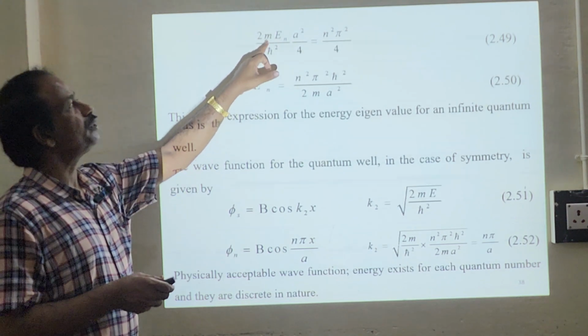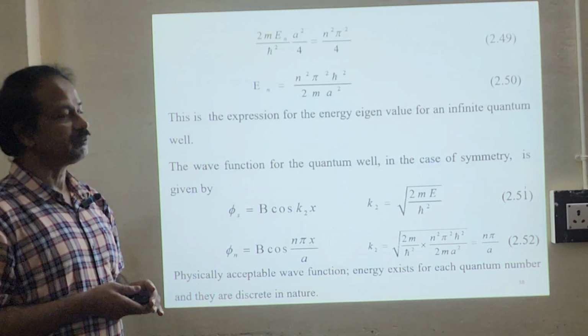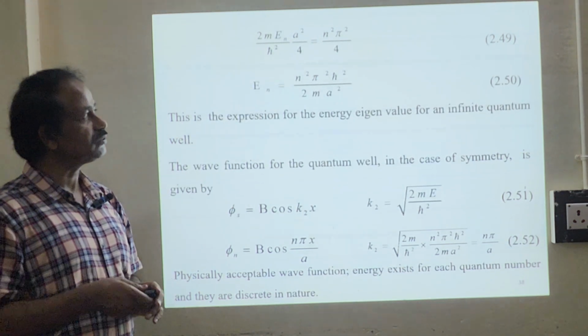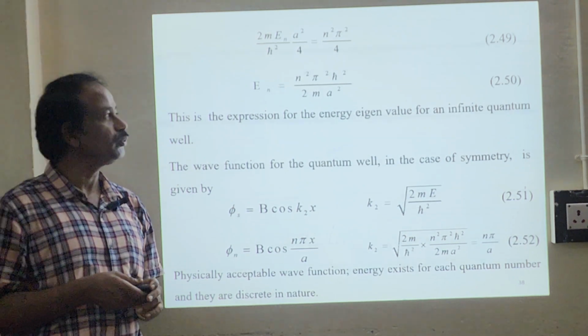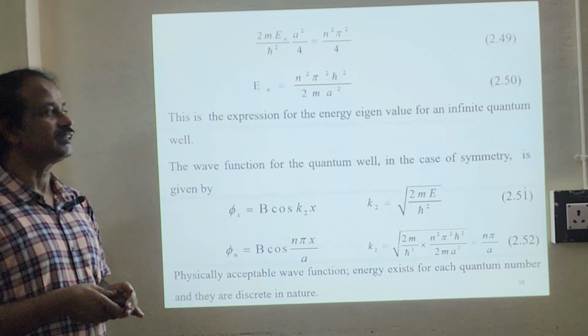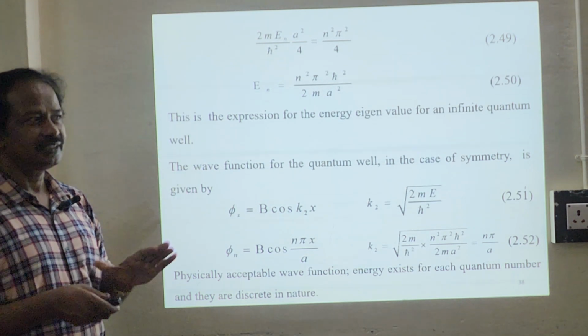Okay. So you have 2mE by h bar squared times a squared by 4, which is equal to n squared pi squared by 4. Simplifying, that will give you En equals n squared pi squared h bar squared divided by 2m a squared. So this is the expression for the energy eigenvalue for an infinite quantum well, which we studied in the last class. Okay. So this is the same.